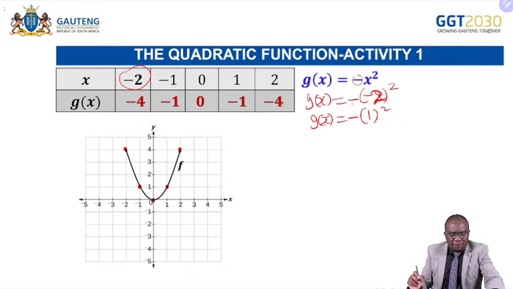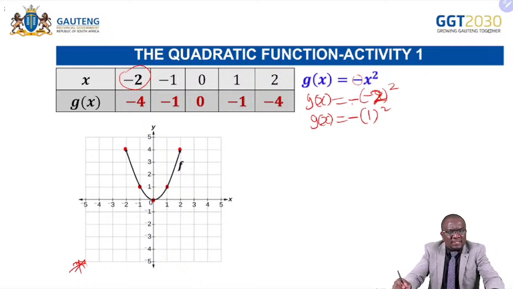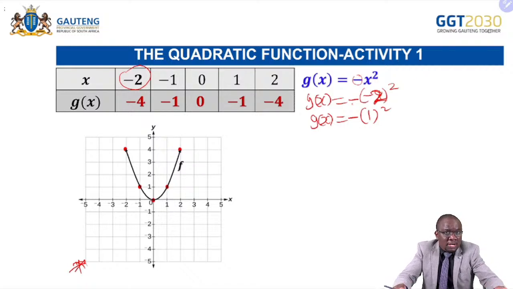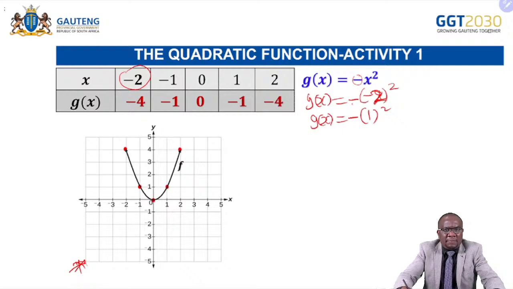I'll give you 1 minute to copy the table. Please don't draw this graph. We already have this, isn't it? We have done this graph. So don't draw it. Just copy the table for g of x for 1 minute, and then after that we do the plotting. If you can do the plotting before I show you, please go ahead. Don't wait for me. Just after drawing your table, go ahead and plot your points. I'm going to give you 1 minute.